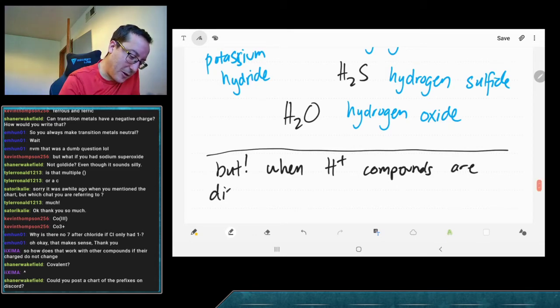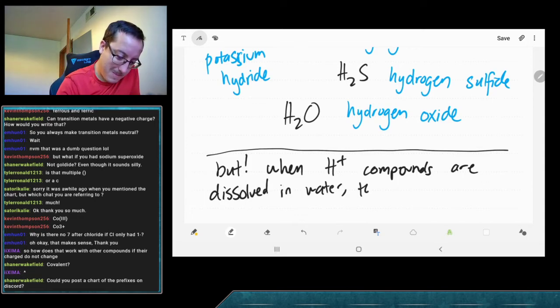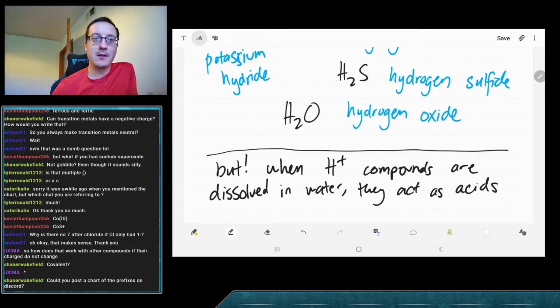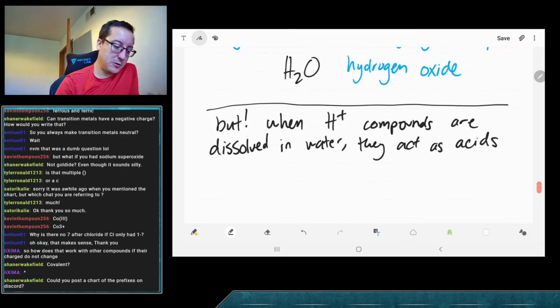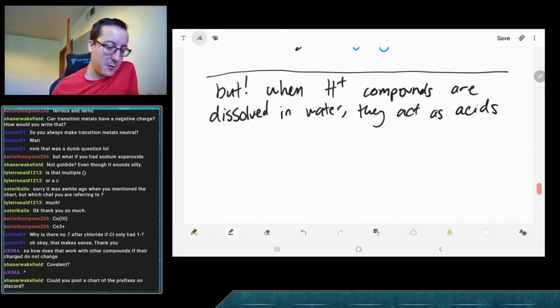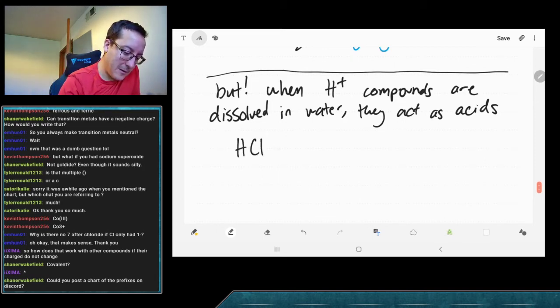When they're dissolved in water, they act as acids. So we will name them as acids. We are going to illustrate this with a couple of examples. I'm going to give you a couple right here.